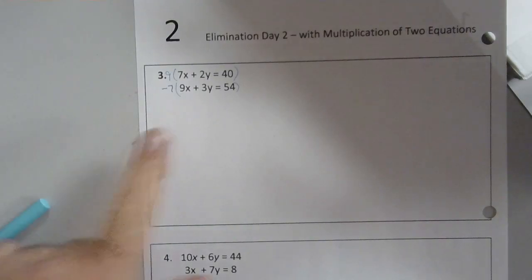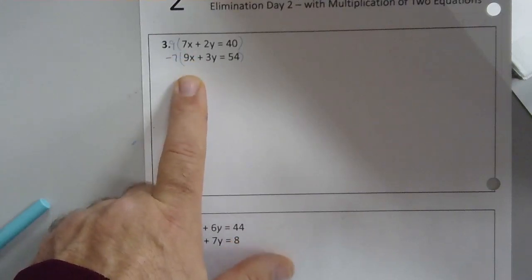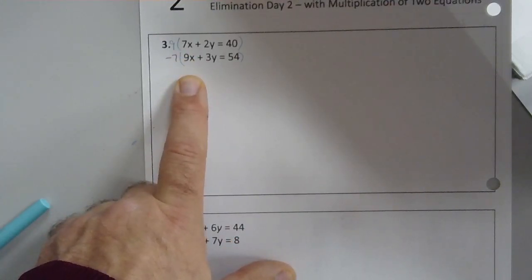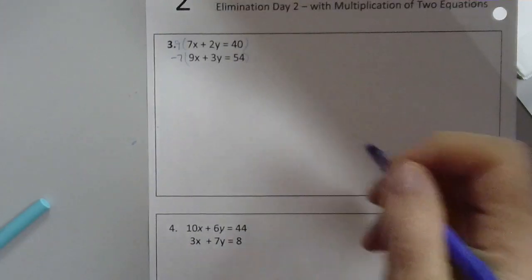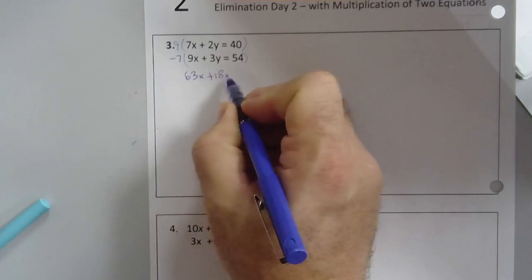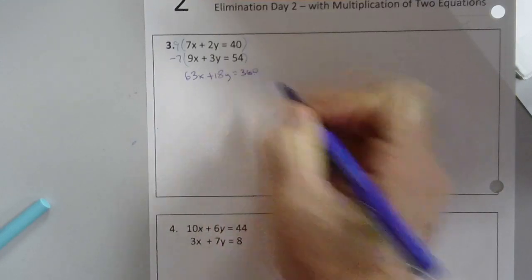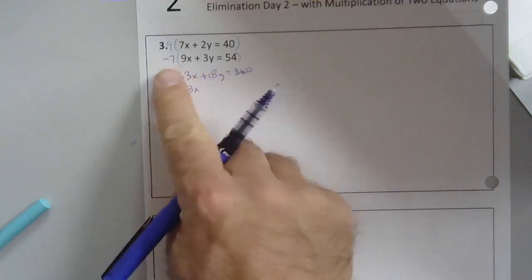Now, can we see the future here? That's what we're doing, right? Look in the future. I've got 63x, -63x, and that's going to go away, or it's going to be eliminated. So let's do the math then. So I've got 63x plus 18y equals 360. And I've got -63x, that's right there.